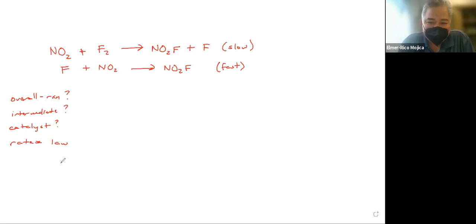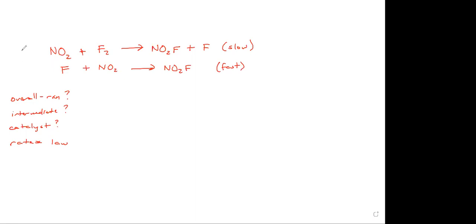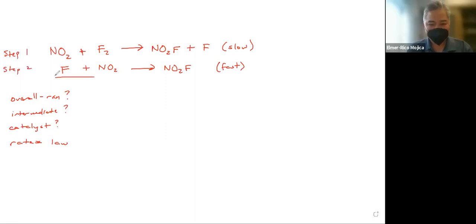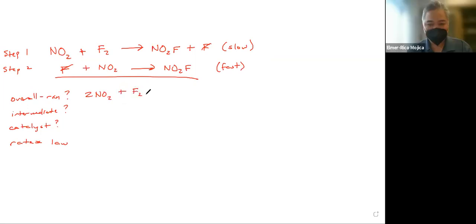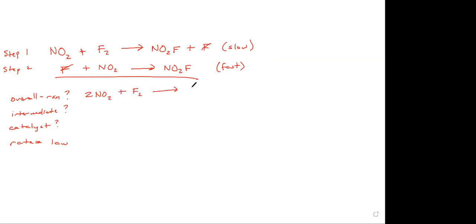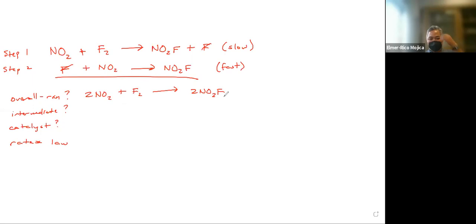So what's the overall reaction? Step 1 and step 2: you can just add them and then look at the species that are common on both sides. So as someone said, 2 NO2 plus F2 produces 2 NO2F. That's the overall reaction.